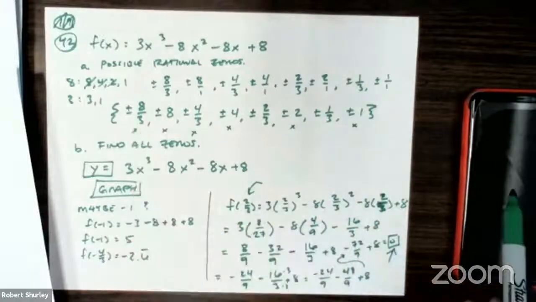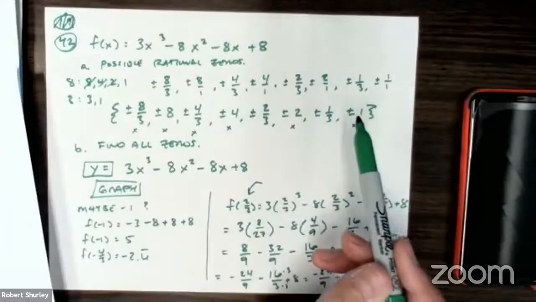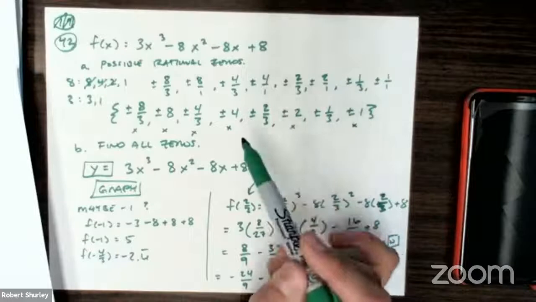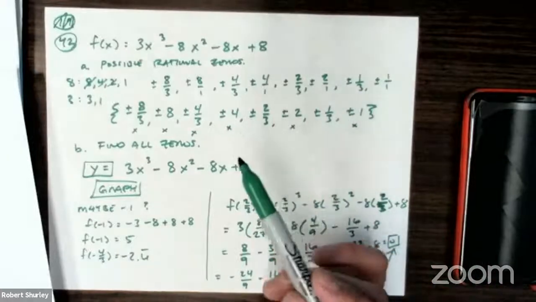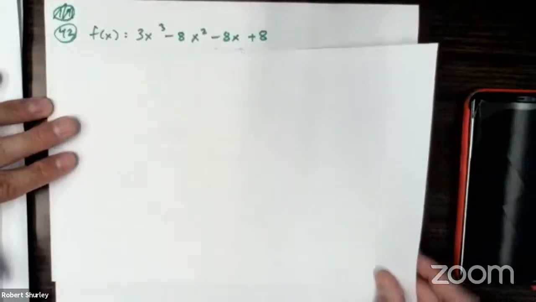Just from looking at the graph, we can start to say, hey, look, it doesn't go through 8 or 4, 2 or 1. Those can go away. It doesn't go through the plus or minus. So it's got to be 2/3 or 1/3, whatever. We don't have to test as many, okay? And that's what's nice. But let me rewrite this one.